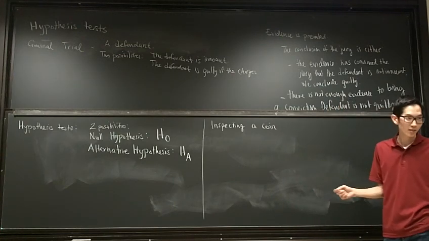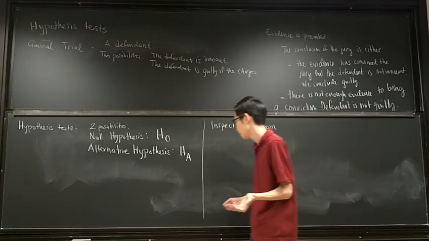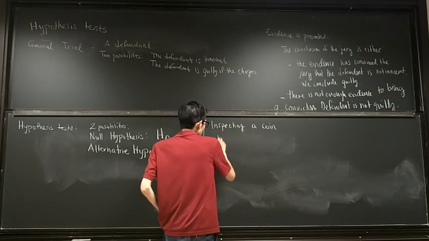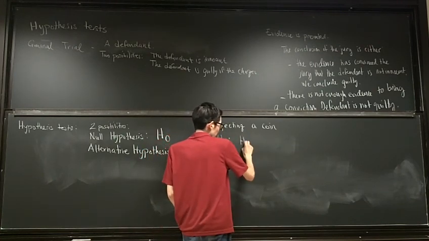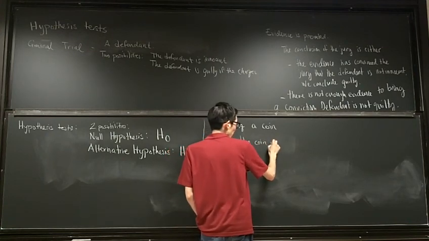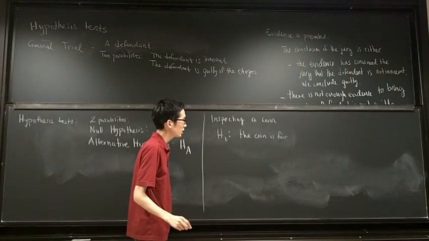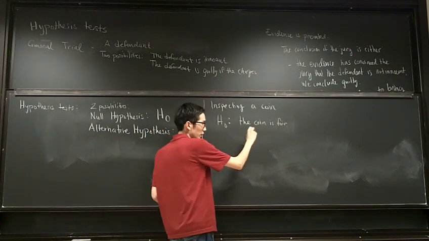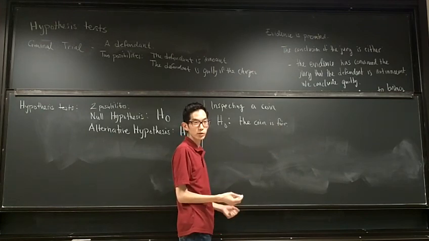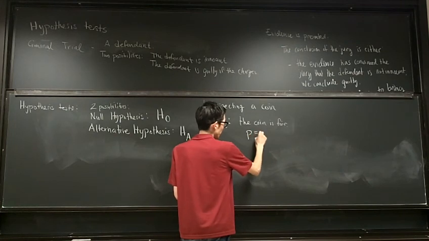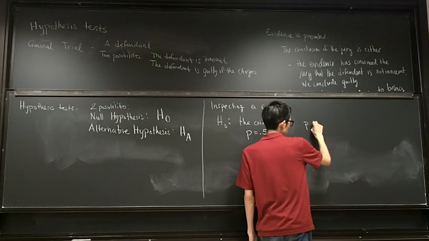So now we're going to inspect this coin, and maybe there's some truth to that claim. Here our null hypothesis is that the coin is fair. Meaning, if we had to put it symbolically, what would I write? I would write the proportion that it lands on heads is 0.5. So P is equal to 0.5, where P is the proportion where it lands heads.